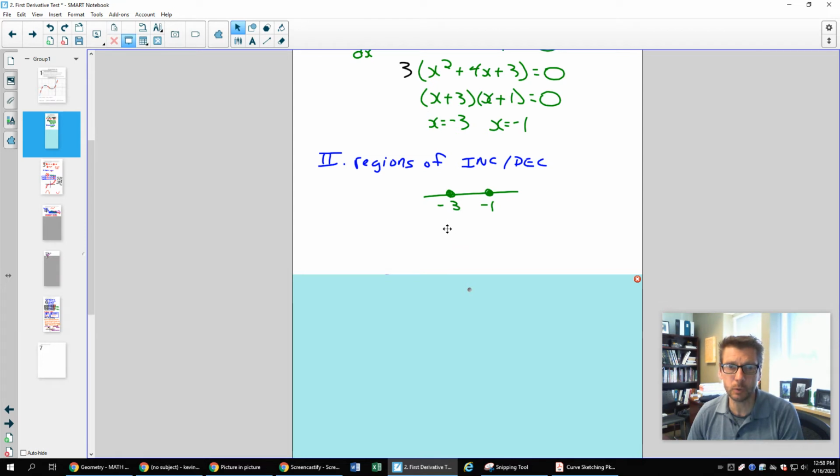When you talk about regions, you're not going to include the -3 or the -1, because at those points, the slopes are zero. So the function, when the slope is zero, is neither increasing nor decreasing. So I put my information into a table.